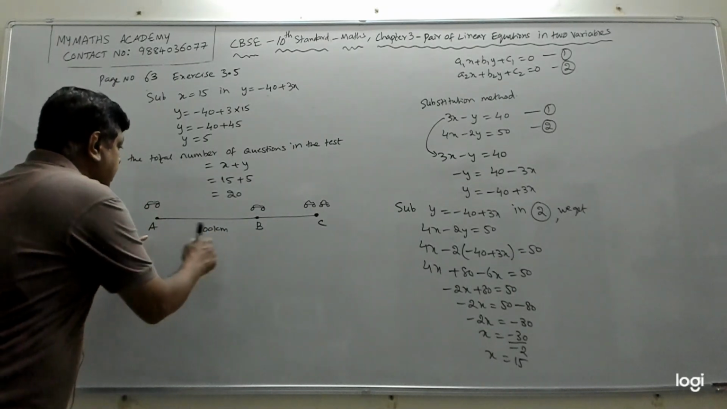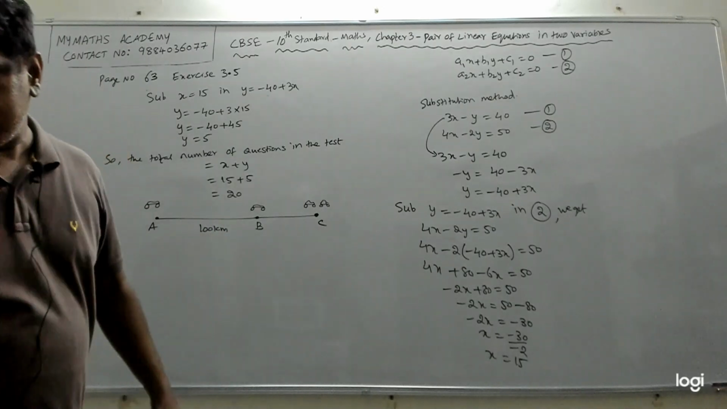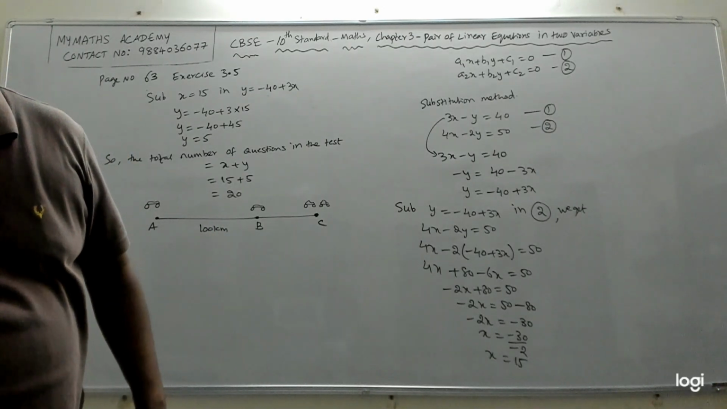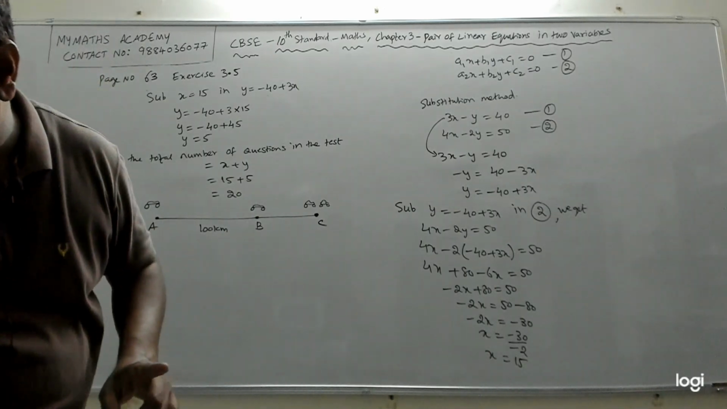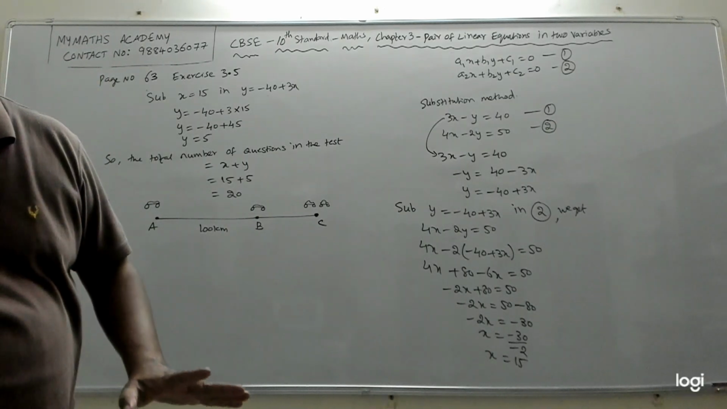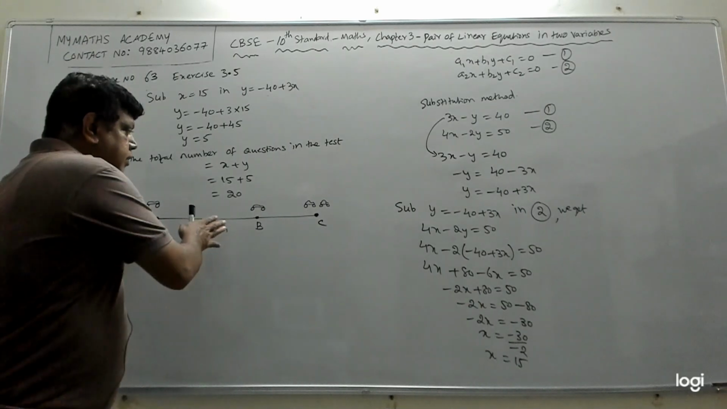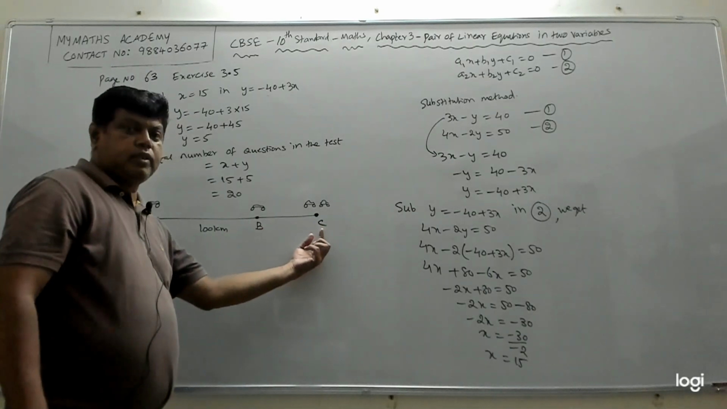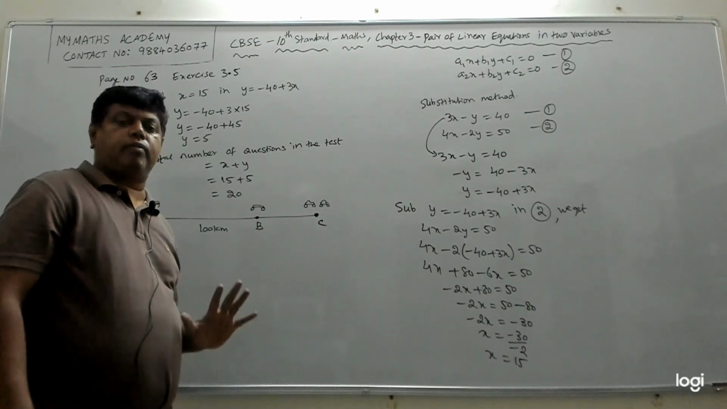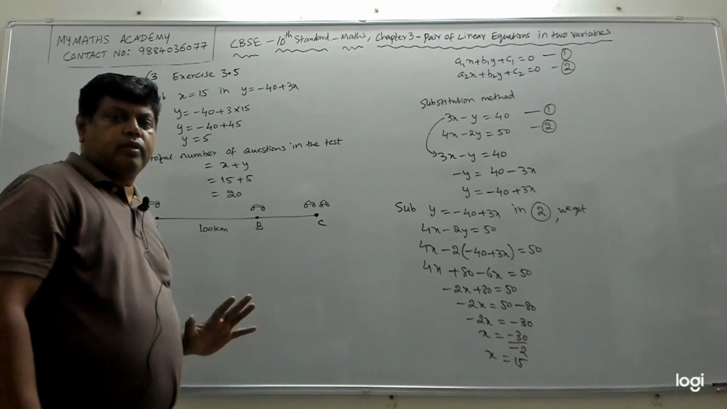So the distance between A and B is 100 kilometers apart on a highway. One car starts from A and another car from B at the same time. If both the cars travel in the same direction, they meet after 5 hours. So after 5 hours, both the cars are here. They are meeting here. Right?